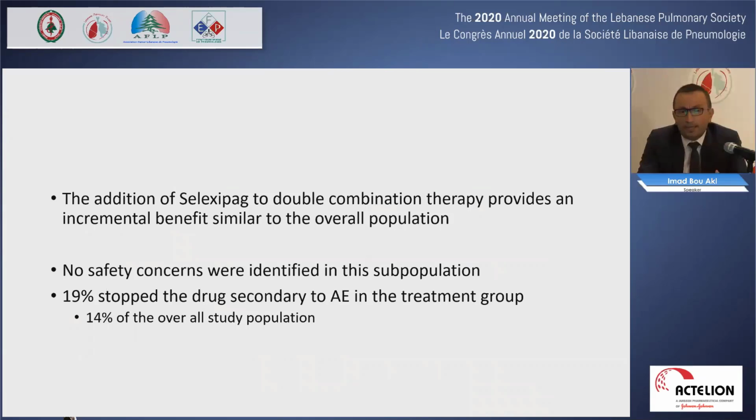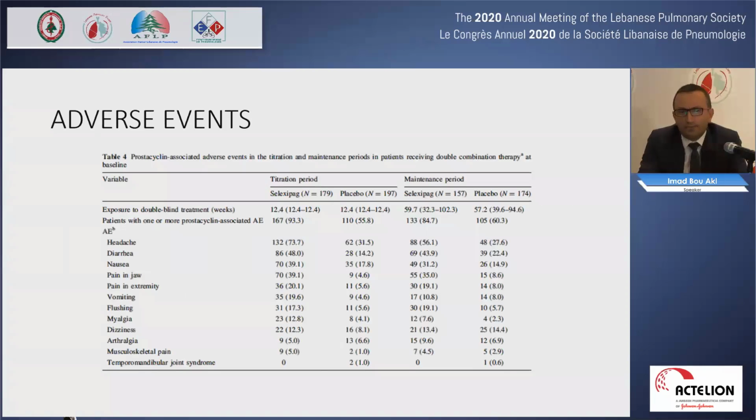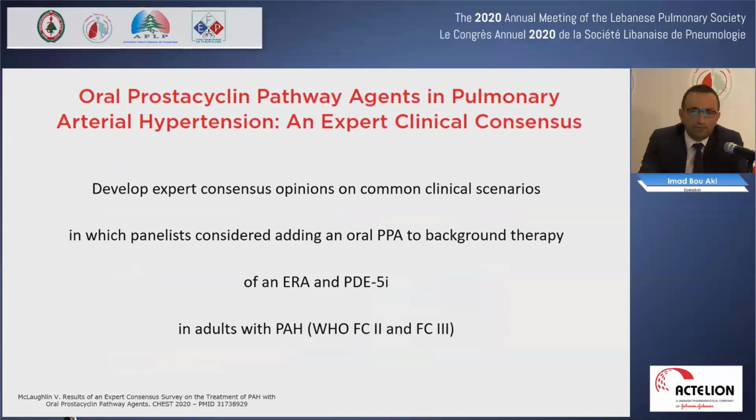So we can say that the addition of a third drug early on will have significant improvement, although some patients had to stop the drug because of side effects. As you know, with 3 drugs that have the same effect, you can feel the side effects more, mainly headaches. This is a list of the side effects, and headache is top of the list when you compare the placebo and the selexipag group. All 3 drugs will cause headache due to the vasodilation.